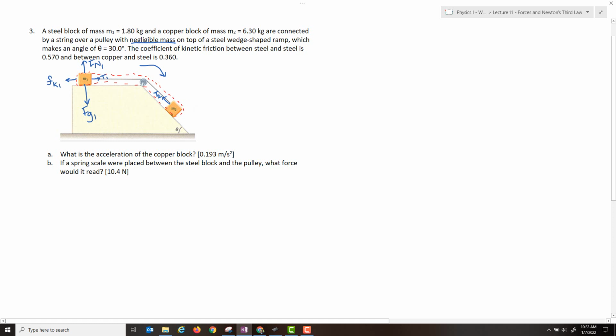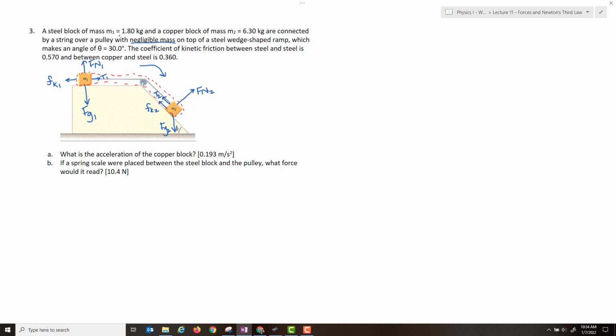For mass 2, we have a force of gravity pointing straight down, so Fg2. We have a normal force, but the normal force is perpendicular to the surface, so that would be in this direction. So that would be Fn2. And we have a force of kinetic friction. Kinetic friction opposes the motion of the object. The object is moving down the ramp, so kinetic friction would move up the ramp. So it looked like this, Fk2. Okay, so now we can start calculating everything that we need.